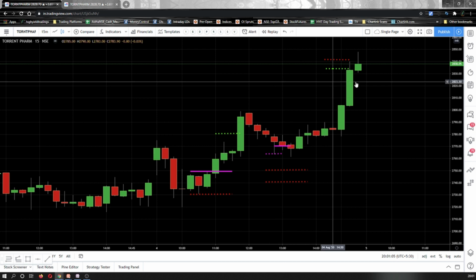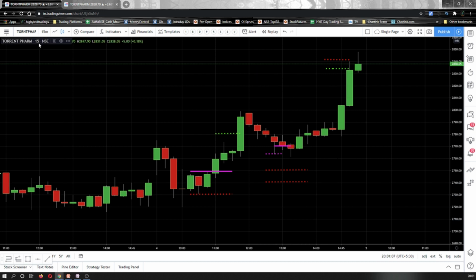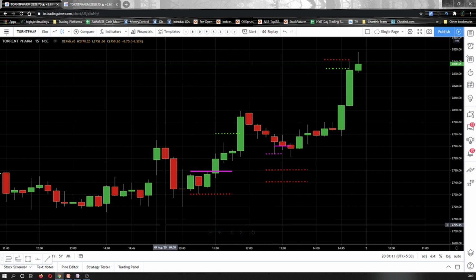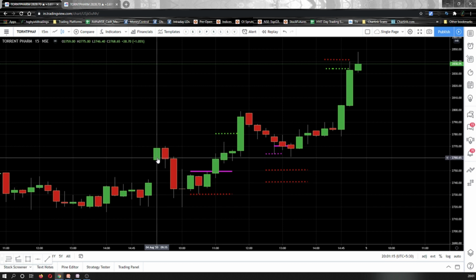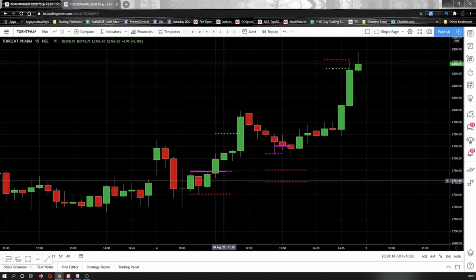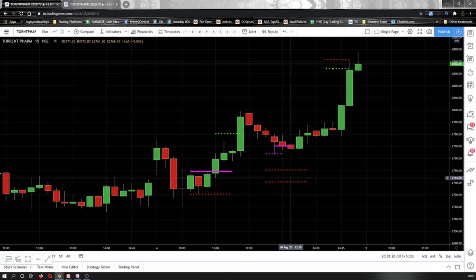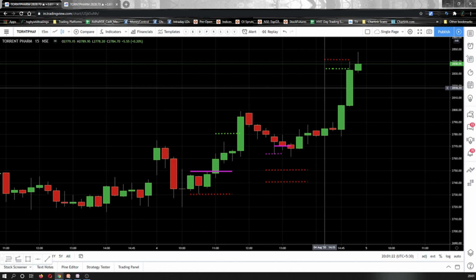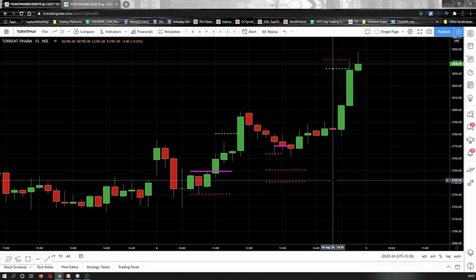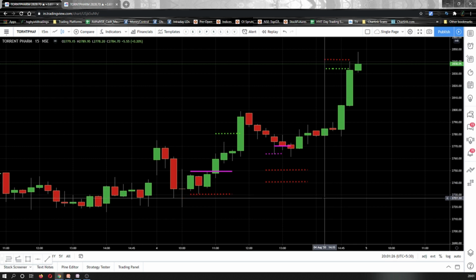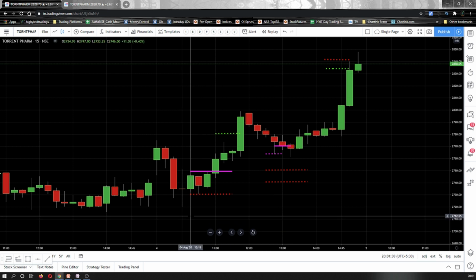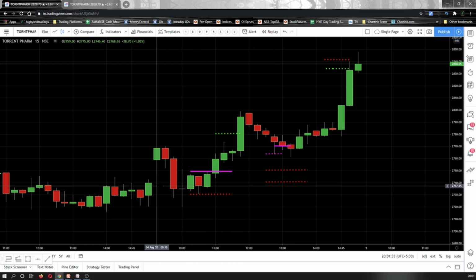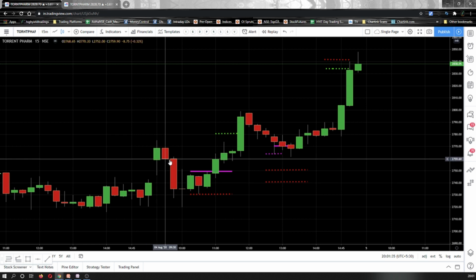Okay, so here you see, this is the 15 minutes chart of Torrent Pharma. Here you see the 15 minutes chart, and the day started here. So today is 4th of August 2020. So the day started here. Now you will be seeing many green dots, red dots, purple lines, purple dots, green dots, all those stuff. I will go ahead and explain each one of them, why I have drawn it that way. So yeah, let's go ahead. So 4th of August 2020. So the day started here.